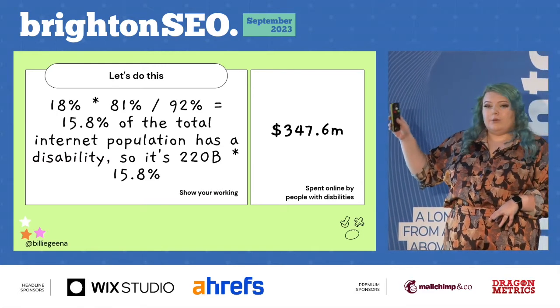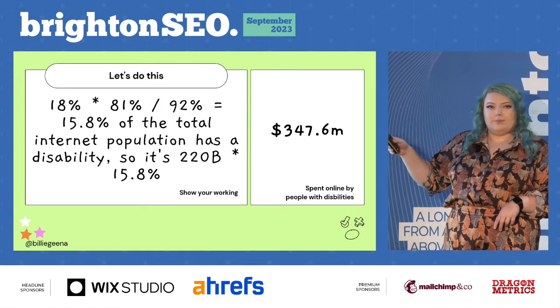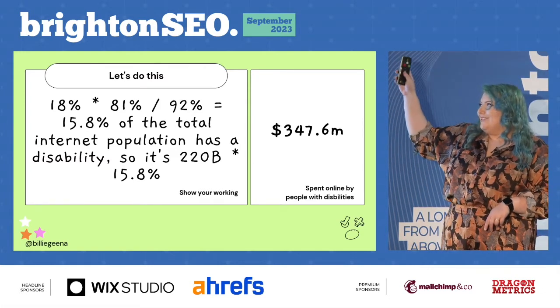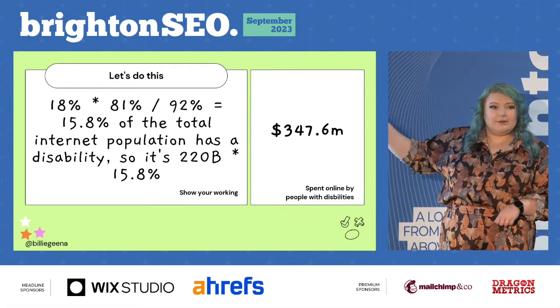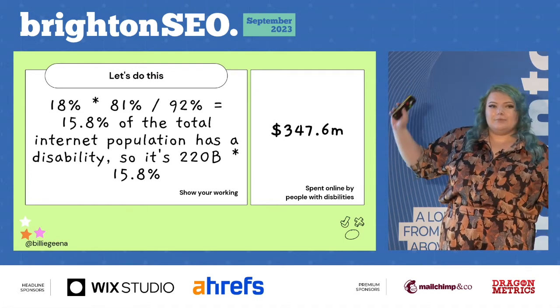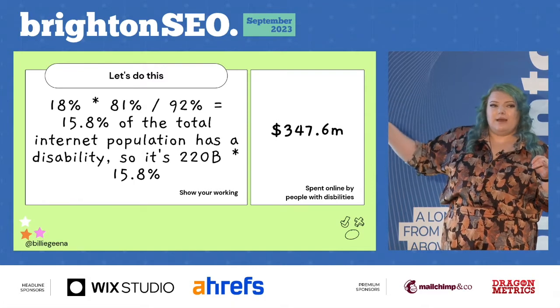So what we can now do is take 220 billion. I'm going to multiply that by 15.8%, and we get this number: 347.6 million pounds. This is what was spent in 2022 by the disabled population. Yes, I'm just working on assumptions here, but this is what the math is saying.